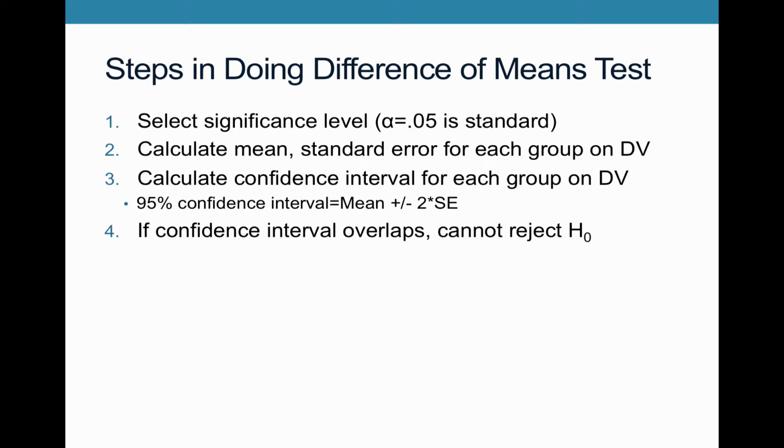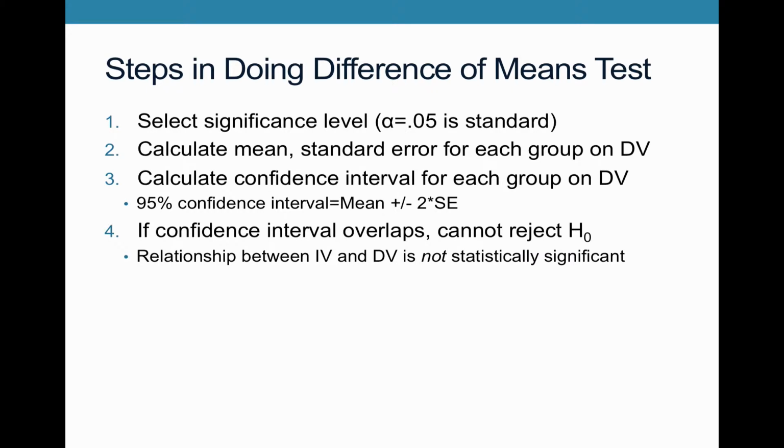Fourth, you actually compare the two confidence intervals, the confidence interval for Democrats and the confidence interval for Republicans, and if they overlap, that means that you can't reject the null hypothesis. It means that the relationship between the independent variable and the dependent variable is not statistically significant. That's because they potentially overlap, so you can't conclude that there really is a difference between them. There might be one in your sample, but you're not positive that there is one in the overall population.